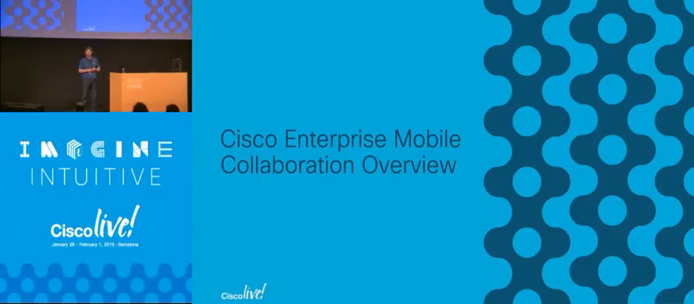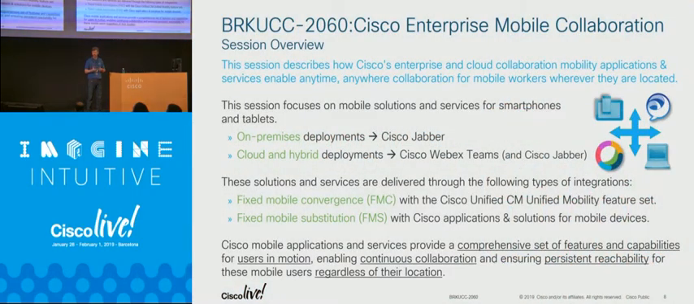So let's jump in and talk about mobile collaboration from an enterprise perspective. From a session perspective, what we're really going to do here is describe enterprise and cloud collaboration mobile apps and services, the idea being to enable anytime, anywhere collaboration for our mobile users. The session's going to focus on two main things: on-premise deployments, where we'll be talking specifically about Cisco Jabber as well as unified mobility capabilities, and then cloud and hybrid deployments, where we start to leverage the cloud and/or cloud and on-prem together. There we'll talk about Cisco WebEx Teams predominantly, but also some Cisco Jabber comes into play there as well.